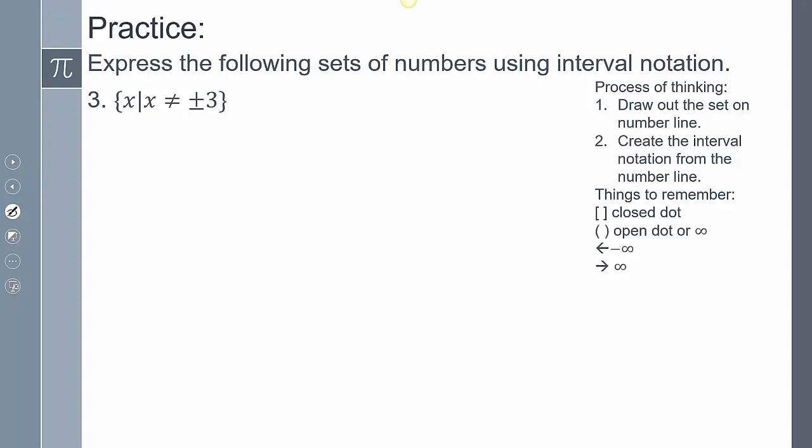Now I want you guys to give this one a shot, and then we're going to check it. So go ahead and pause it and try to solve it, and then we'll check the answer in a moment.